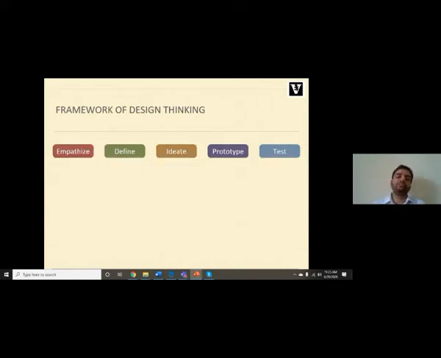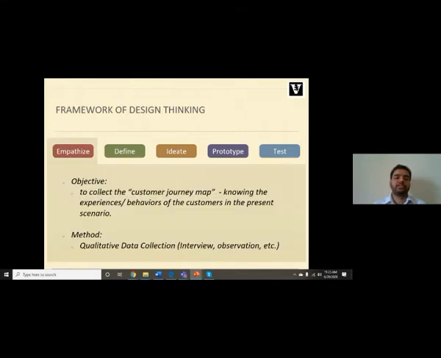So let's go through all of these 5 steps one by one. Empathize: the objective of this step is to collect the customer journey map, knowing the experiences and behaviors of the customers in the present scenario. The present scenario could be anything. For a teacher, it could be a classroom. For a teacher who is working online, it could be an online class. For example, I'm right now giving a talk.